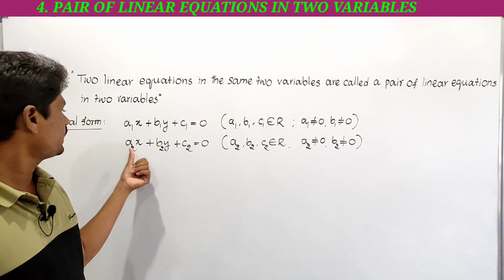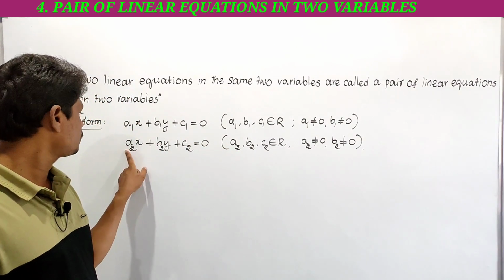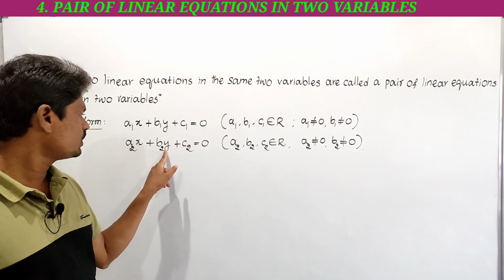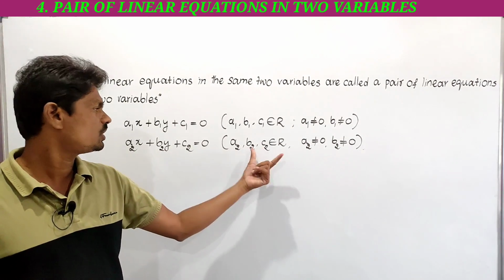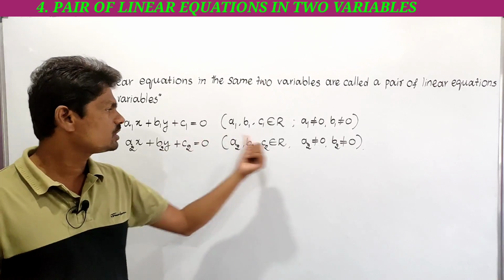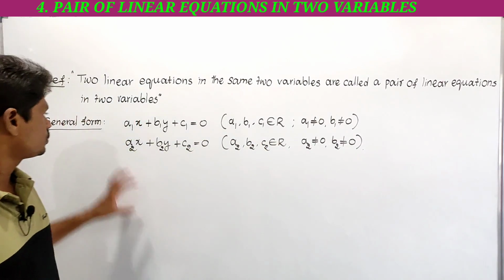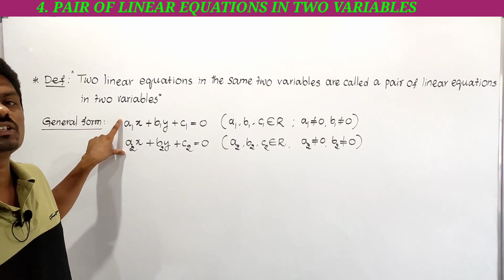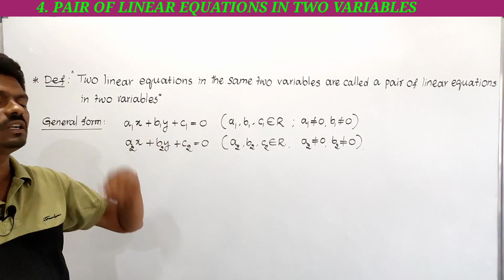So next, the second one, a2x plus b2y plus c2 equal to 0. Here also a2 is the coefficient of x, b2 is the coefficient of y and c2 is a constant. So a2, b2, c2 are real numbers, and a2 is not equal to 0 and b2 is not equal to 0 is the condition. So this is a pair of linear equations in two variables. This is the general form, this is the definition.